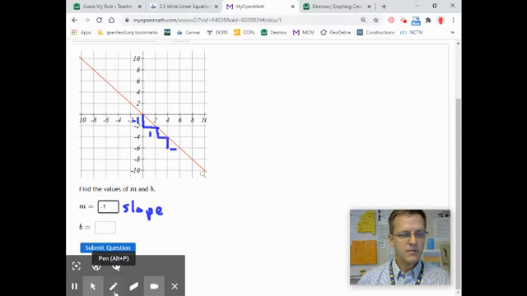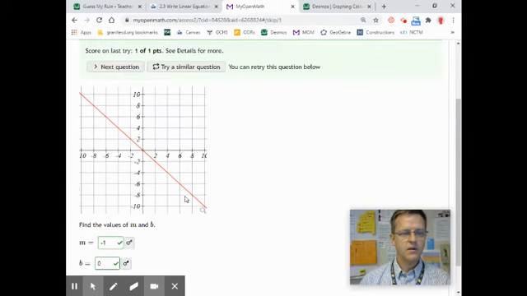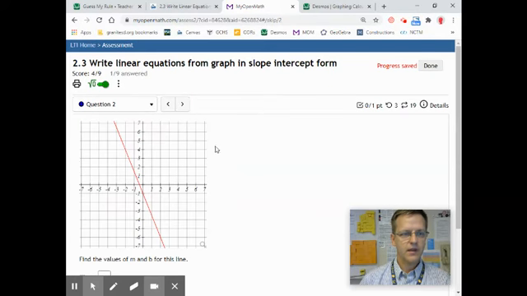And the b is my y-intercept. So that is, where does it cross the y-axis? And it crosses the y-axis, in my case, at 0. This line is coming down here and it hits the y-axis right here at 0. Cool. Let's try the next one.